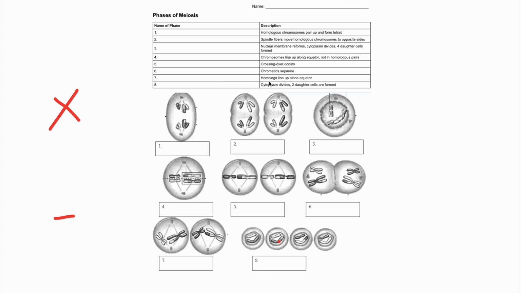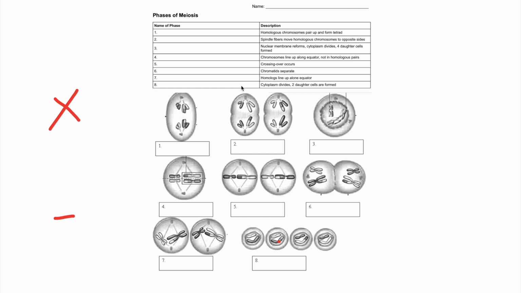All right. Homologs line up along the equator. Go ahead and write metaphase 2. And this one right here, where we have the cytoplasm divide and the 2 daughter cells that are formed, that's going to be telophase 1.